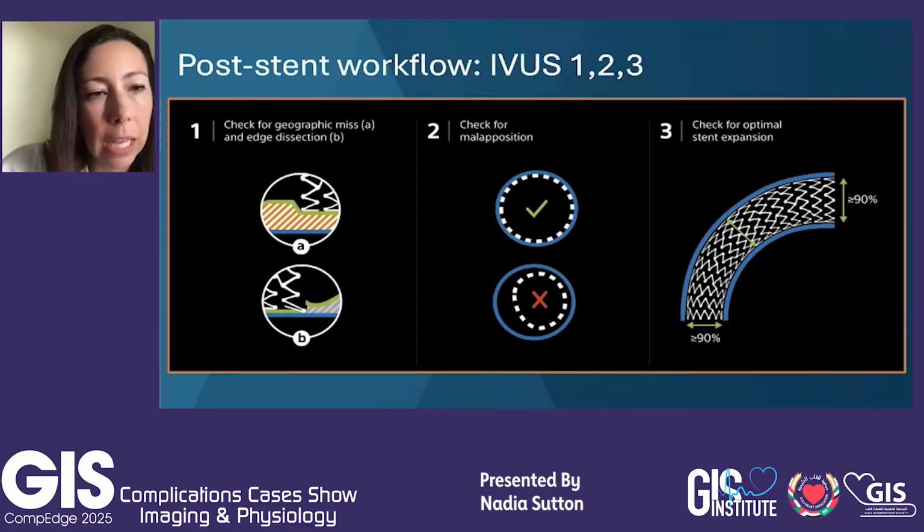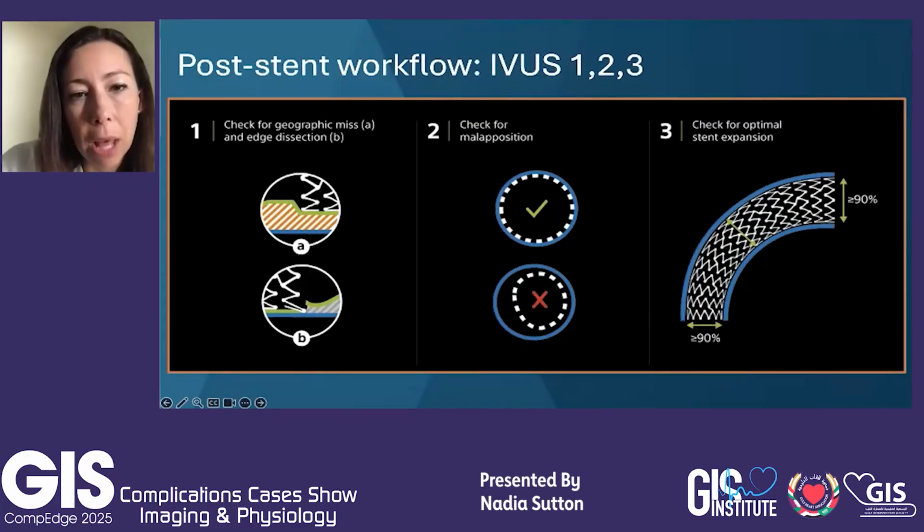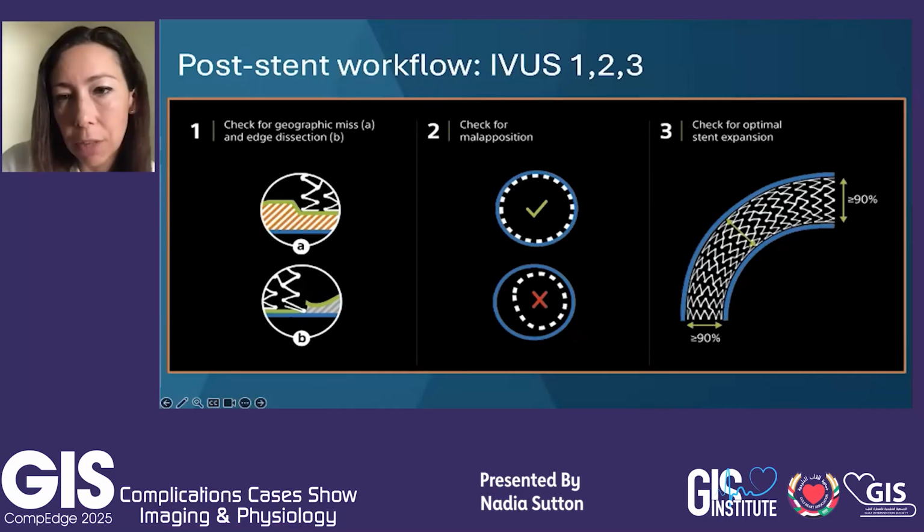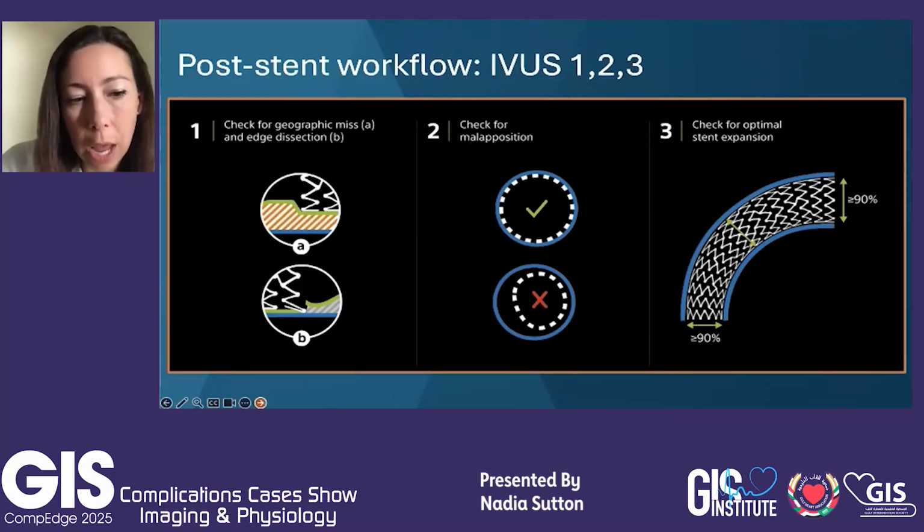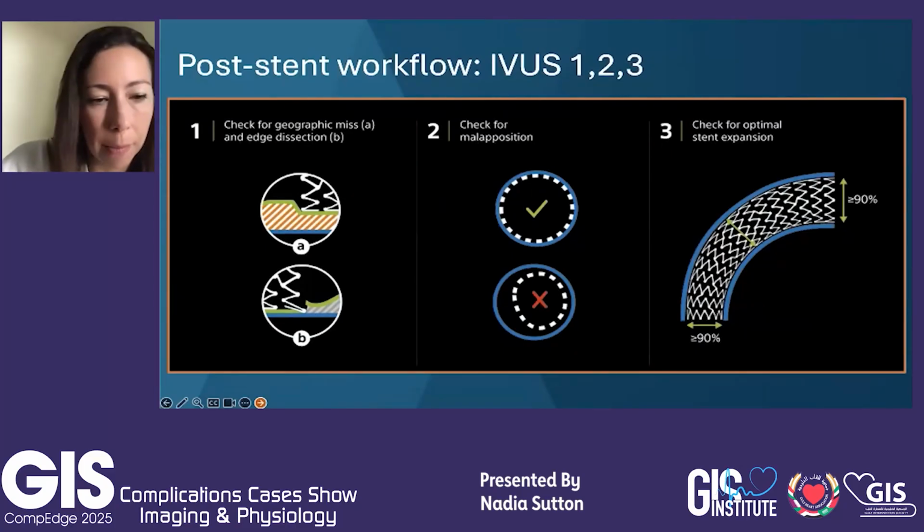And then again, looking for edge dissection, as you see here in that panel 1B. Checking for malapposition, so we want the stent to be fully opposed to the wall with the stent struts not hanging in space, and that might be something we may be looking for manually with IVUS for the most part, and then looking for optimal stent expansion. And I will talk to you a little bit about how we can use AI to identify where we may have some stent under expansion in the coming example up here.